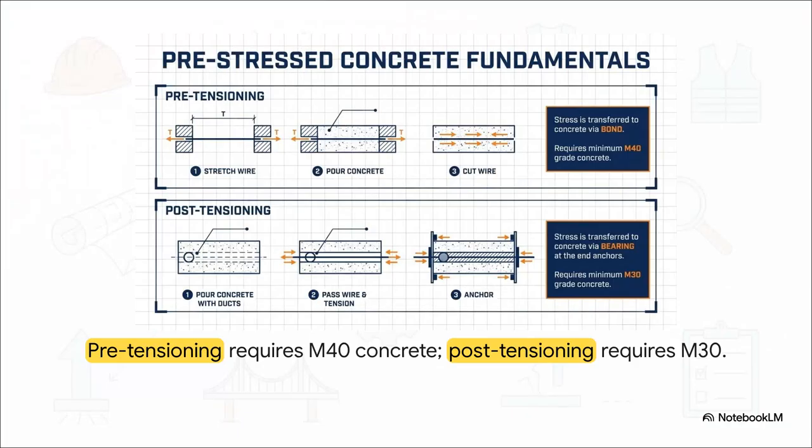Let's pivot to Section 4, Pre-Stressed Concrete Systems, Advanced Load Management. It's crucial to understand the core difference here. Pre-tensioning stretches the wire before the pour, relying entirely on the concrete's chemical bond as it cures around the wire. And this demands a premium, high-grade M40 concrete. Post-tensioning, on the other hand, uses physical anchor plates at the ends, pouring the concrete first and tensioning the wire later. That places the structural burden directly on those anchors, which allows for a slightly lower M30 grade.